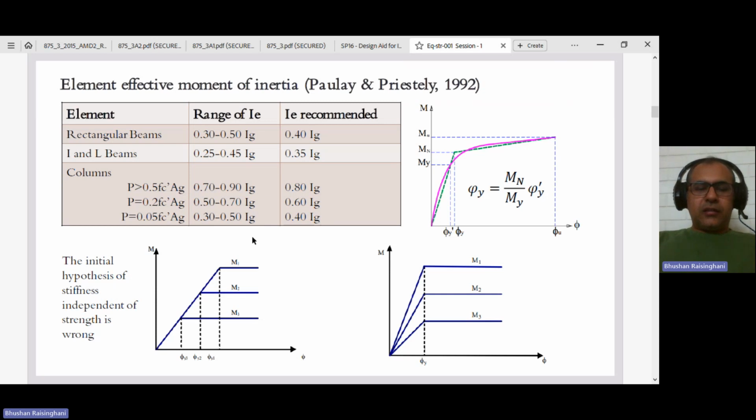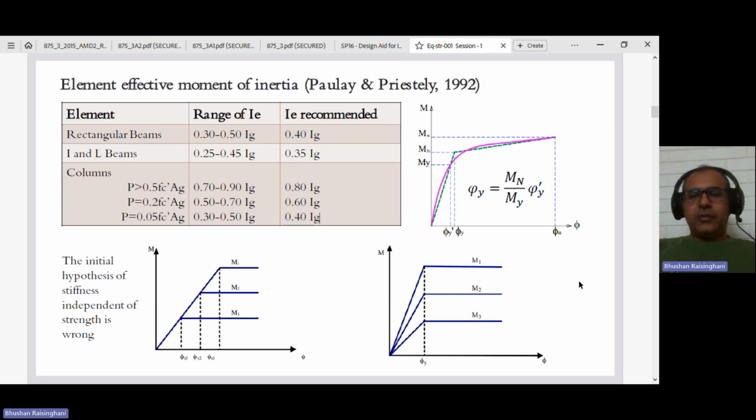Eventually this was further changed by the ACI committee, as well as the IS code. You are seeing that 0.7 Ig and 0.9 Ig are the two values recommended by the codes for modeling the effective I for the columns. Now if we see this moment versus curvature diagram, your yield curvature is the nominal moment upon yield moment into the nominal curvature. So this curvature ductility has been shown.